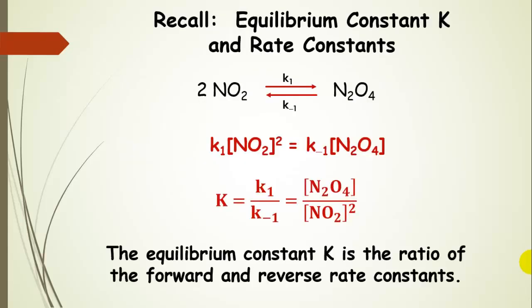Now let's also remind ourselves about what the equilibrium constant really is. And remember, we derived an expression for the equilibrium constant that is the ratio of the forward rate constant divided by the reverse rate constant. Okay, and so we renamed that the equilibrium constant K, which is capital K.